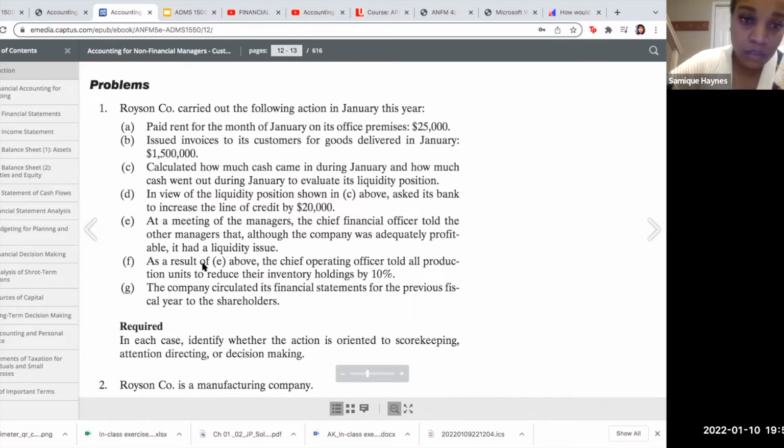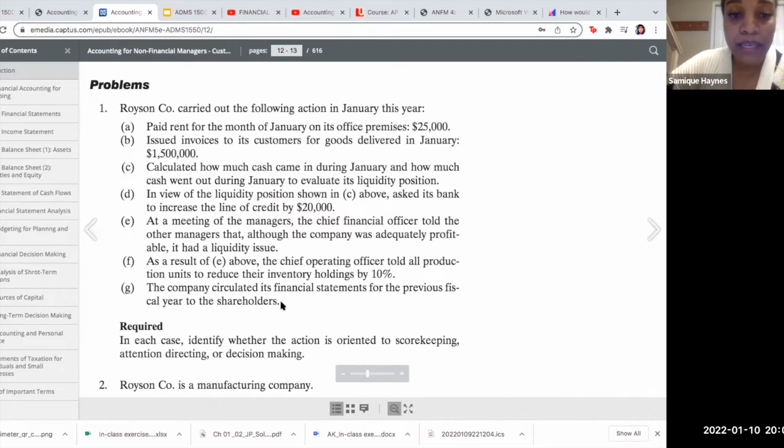F: as a result of E above, the chief operating officer told all production units to reduce their inventory holdings by 10%. What did I just do? I made a decision, exactly. First they gave us a score, then they told us what we need to focus our attention on, and then they gave us a decision. This is what we're doing.